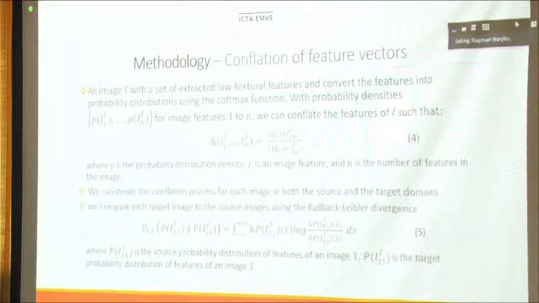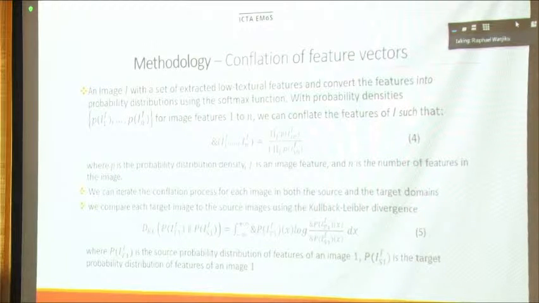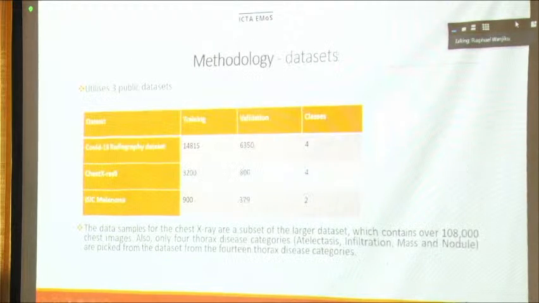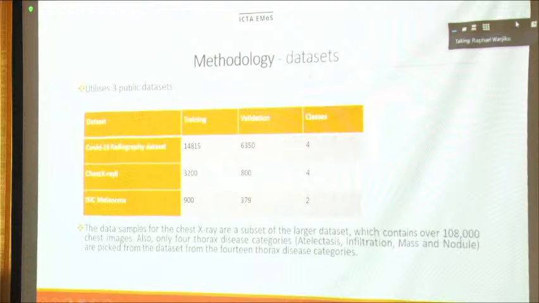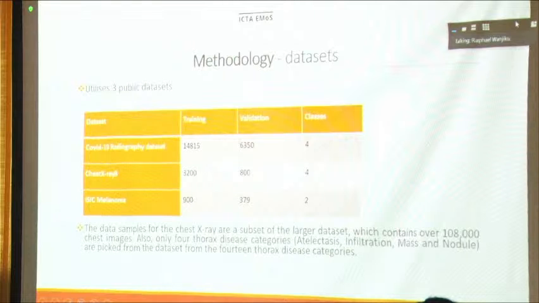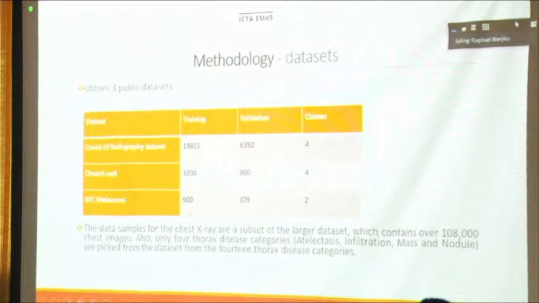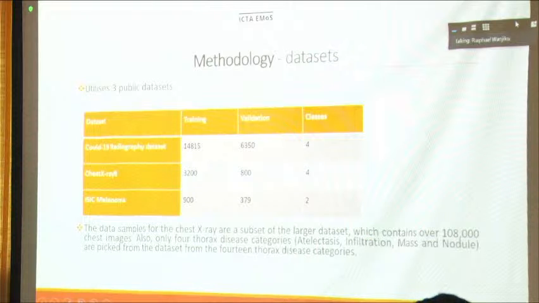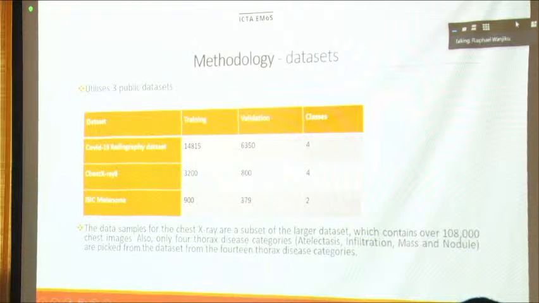So we did the methodology using 3 datasets: about 14,000 images for training, a test X-ray dataset of 3,200 images with just 4 classes out of the 14 disease categories, and an ISIC skin cancer melanoma set with 900 training images.